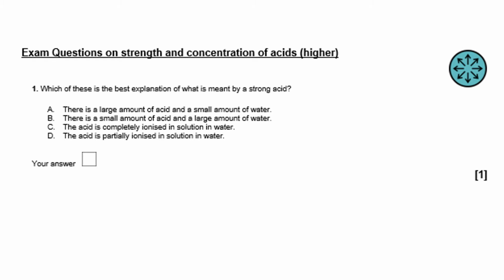So all of these answers are correct in some way, but some of them are strong, one of them's weak, one of them's concentrated, and one of them's dilute. So you've got to really know your definitions. So A, there's a large amount of acid and a small amount of water. Well, that's not strong, is it? That's concentrated. Okay, so B, there's a small amount of acid and a large amount of water. Well, that's dilute.